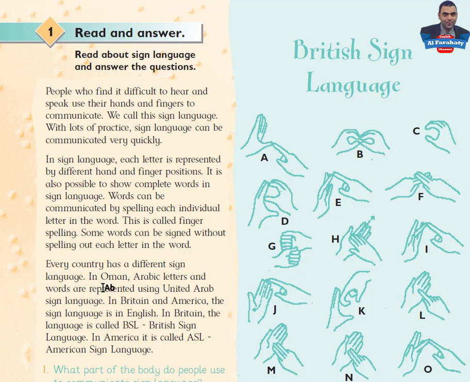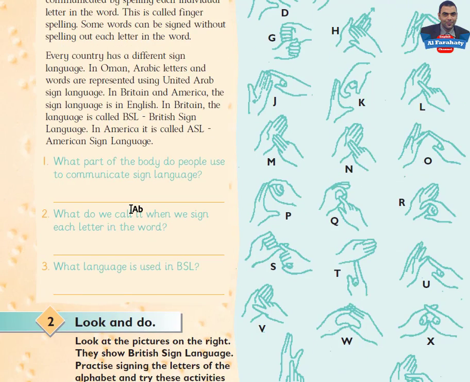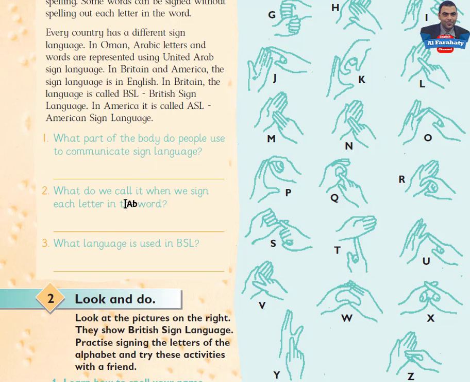Every country has a different sign language. In Oman, Arabic letters and words are represented using United Arab Sign Language. In Britain and America, the sign language is in English. In Britain, the language is called BSL, British Sign Language. In America, it is called ASL, American Sign Language. You can read again and try to answer these questions. Use your pencil, write short answers. Then come back to check your answers.